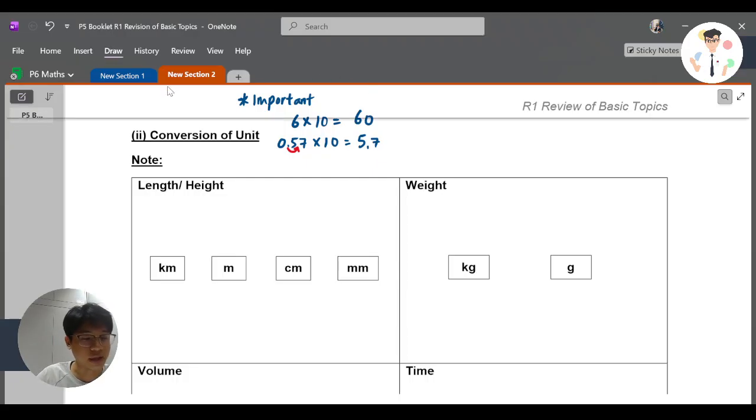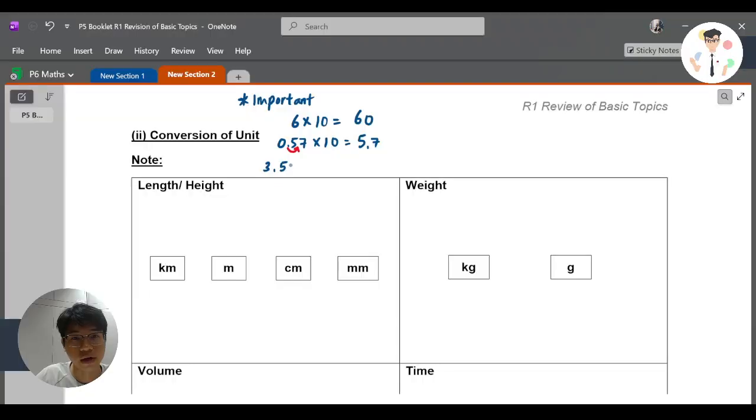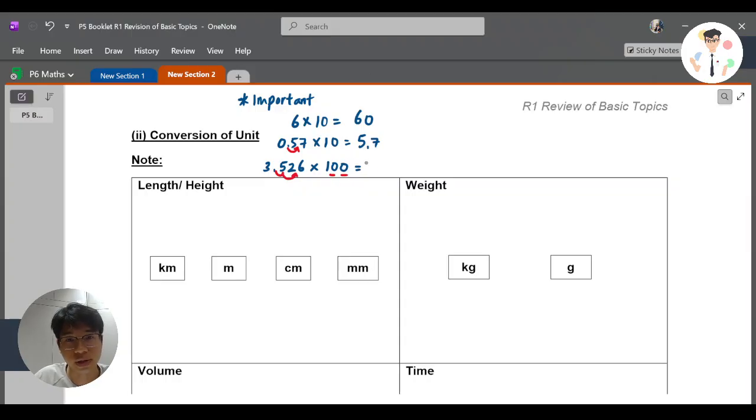The same thing if I were to give something like 3.526 times 100. Now you can see I have 2 zeros here, and I will move the decimal 2 times. So it'll be 1 time, 2 times. With that, my new product is 352.6. Okay, I hope that you can understand this.